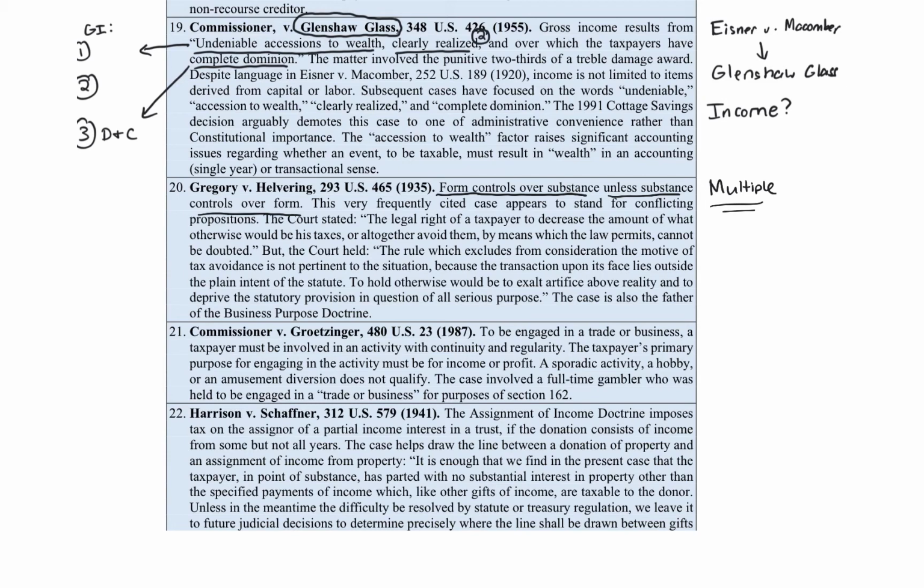Commissioner versus Groetzinger. This is a big case. This is going to involve deductions. As I mentioned earlier, section 162, trade or business expenses. You need ordinary, necessary expenses incurred in the taxable year in carrying on a trade or business. You have to have a trade or business. So what does trade or business mean?